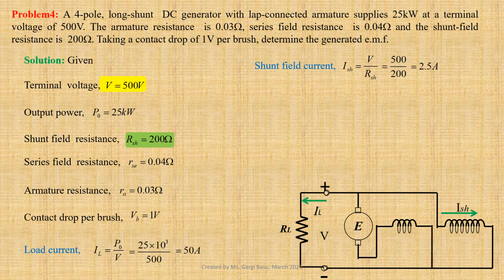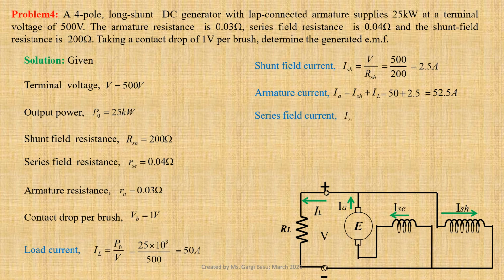Now we shall calculate armature current. IA equals to ISH plus IL. Using values we get 50 plus 2.5, that gives us 52.5 ampere. Since series field and armature windings are connected in series, series field current ISC equals to IA, that is equal to 52.5 ampere.